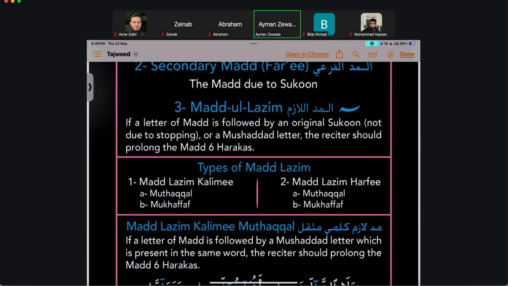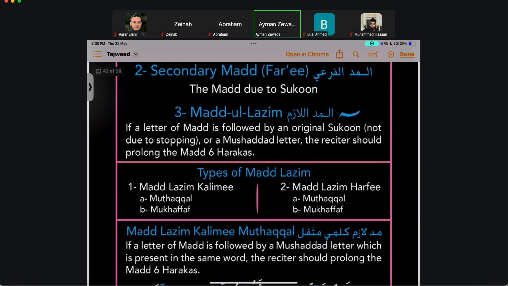Mad lazim, again, we are going to split it. See, this is what I'm saying. We are splitting mad lazim into 2 different parts, which are then split into further 2 different parts. You have the mad lazim kalimi. From that, you have muthaqqal and mukhaffaf. You have the mad lazim harfi, and that is also split into muthaqqal and mukhaffaf.